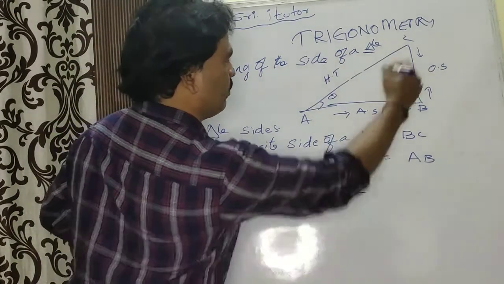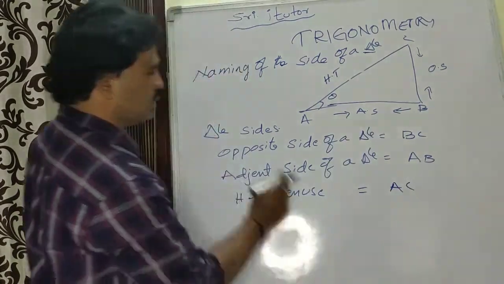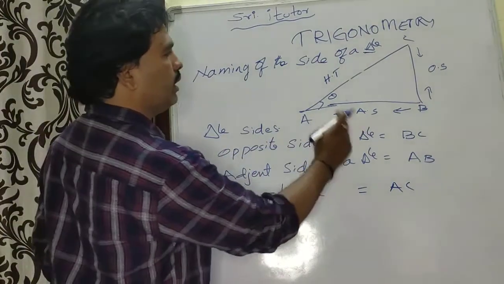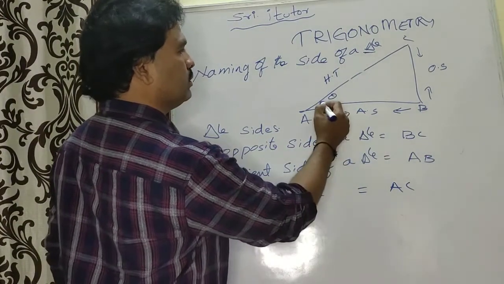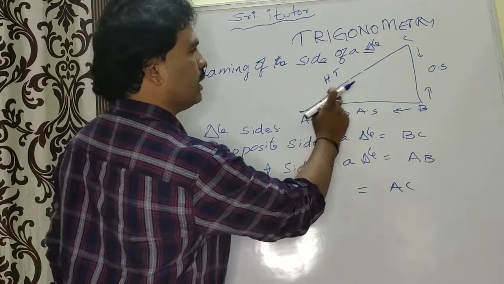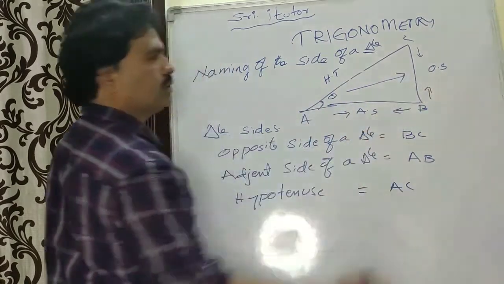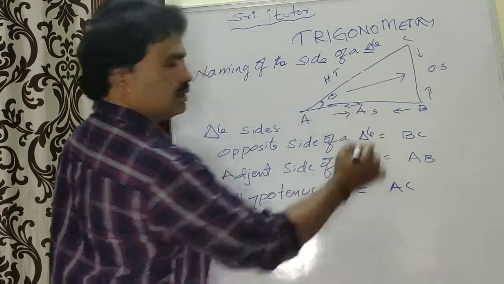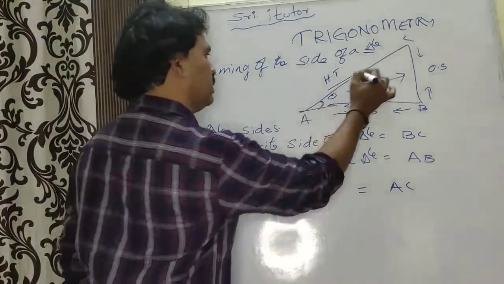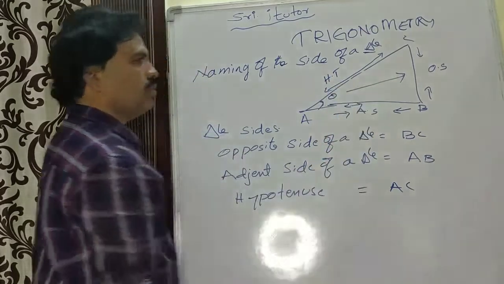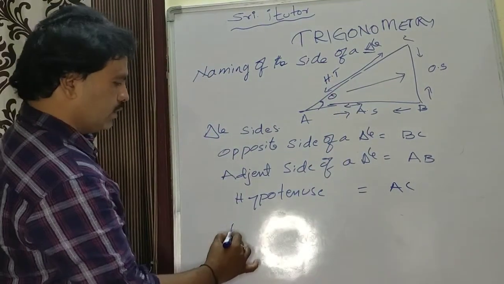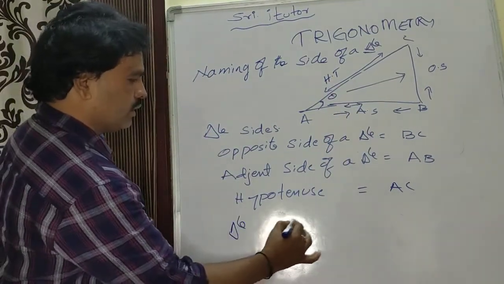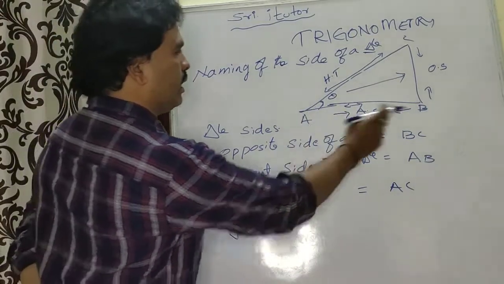That is AC. So these three are the sides of a triangle. This is called a triangle. This is called the opposite side. This is called the adjacent side, and the remaining, the very longest side, we can call the hypotenuse.